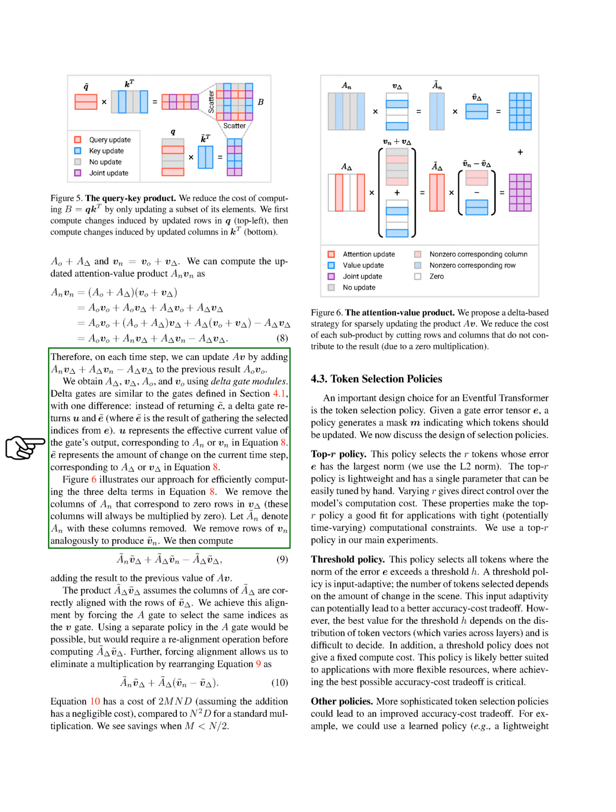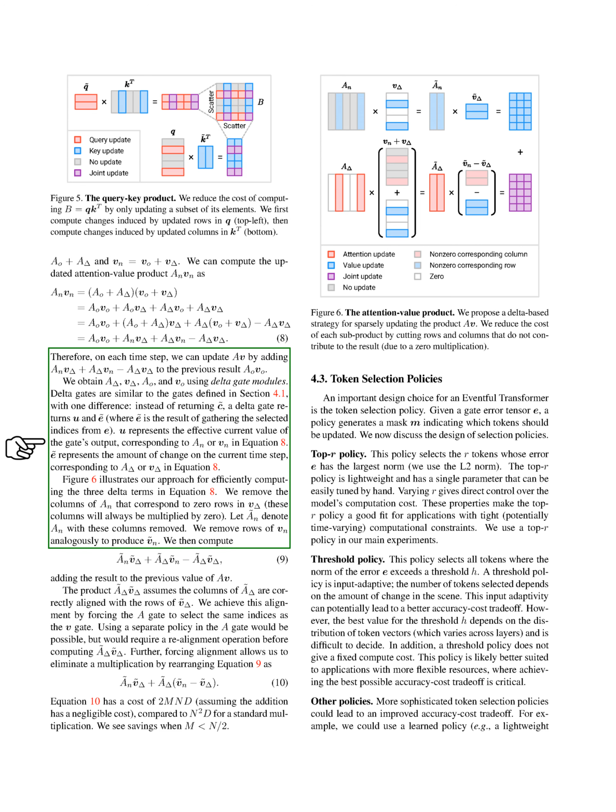We remove the columns of A_n that correspond to 0 rows in V_delta. These columns will always be multiplied by 0. We remove rows of V_n analogously to produce ~V_n. We then compute ~A_n ~V_delta, plus ~A_delta ~V_n, minus ~A_delta ~V_delta, and add the result to the previous value of AV.